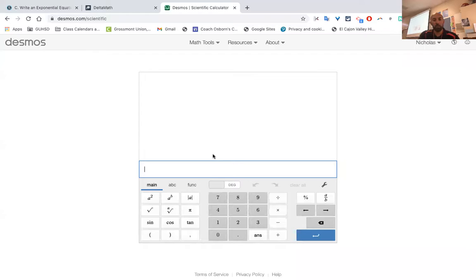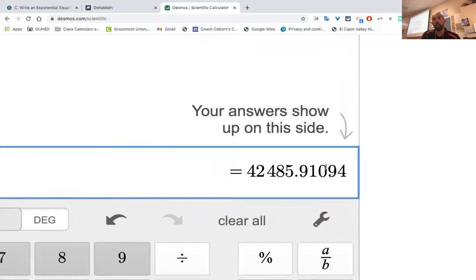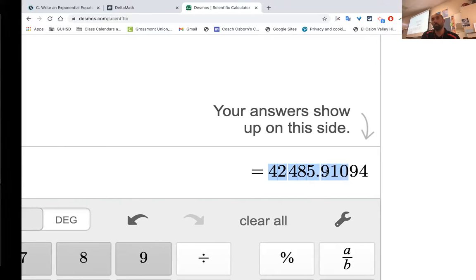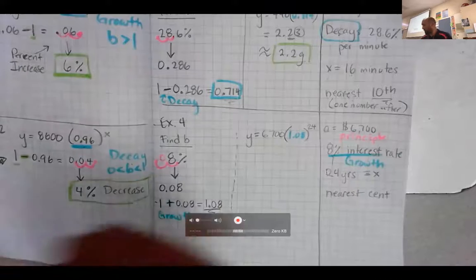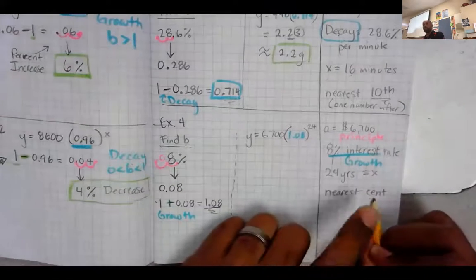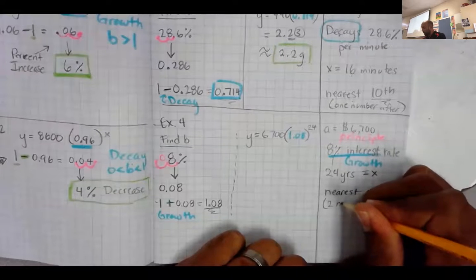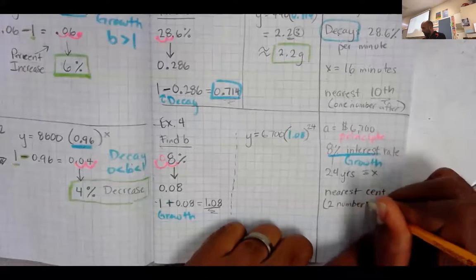So I'm going to use Desmos calculator this time. 1.08. And then I'm going to click out here, so make sure I can put the exponent on the outside of the parentheses. Put 24. And I get $42,485.91 or 0.910. All right, let's write that down. Now, before I do, I have to round to the nearest cent. This is 2 numbers after.